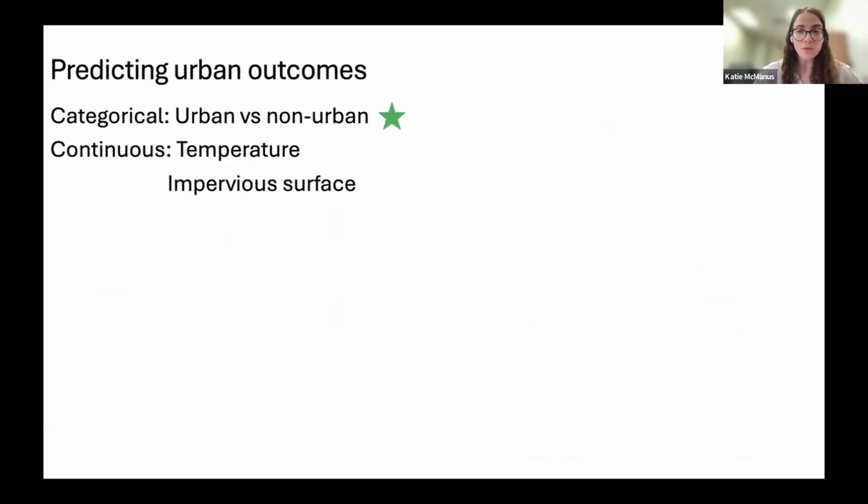So overall, when we're predicting outcomes to urbanization, we see similar trends, whether we're using the categorical or the continuous predictors. However, for all the traits in this study, the models that had that simple urban, non-urban comparison were best when we did model selection with AIC. So from this, it seems like it's not enough to capture just one axis of urbanization, such as only impervious surface or only temperature. So the categorical classification can capture more of those urban stressors.